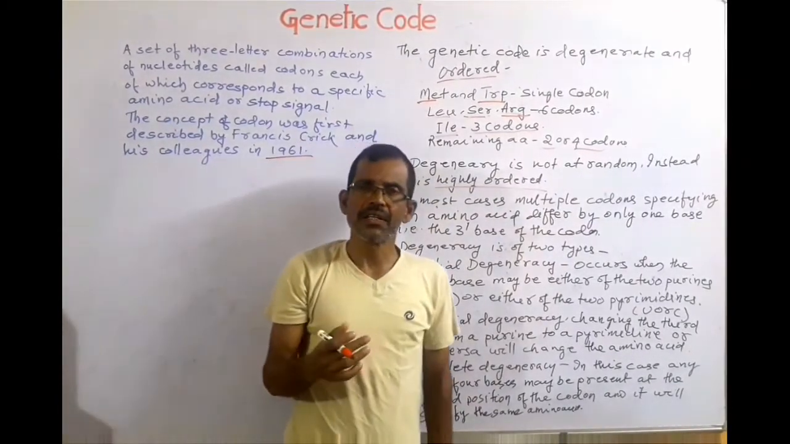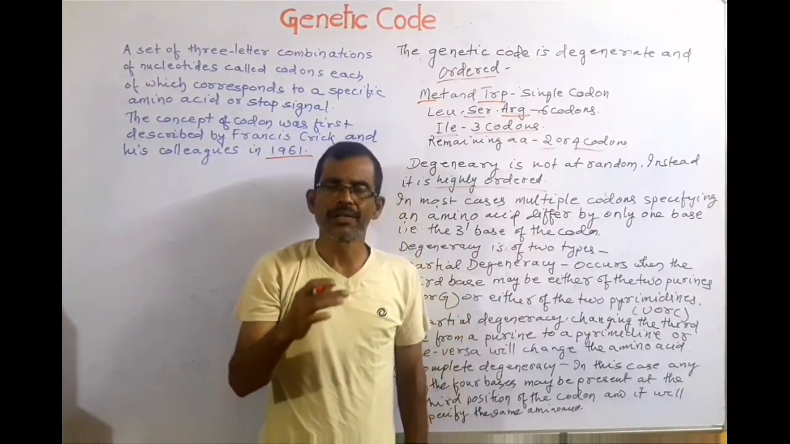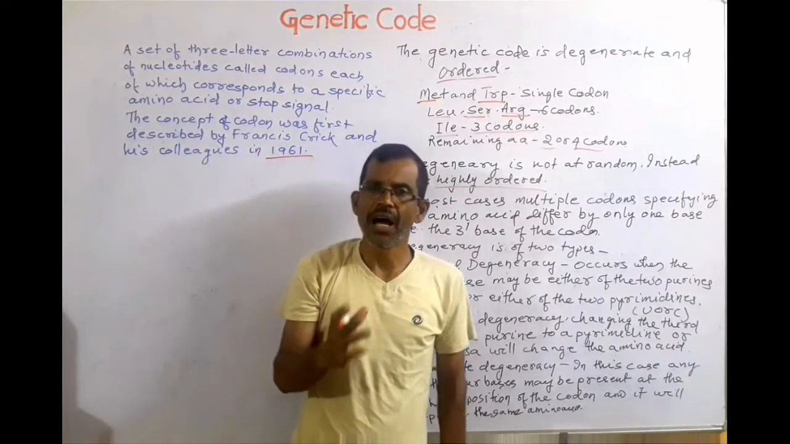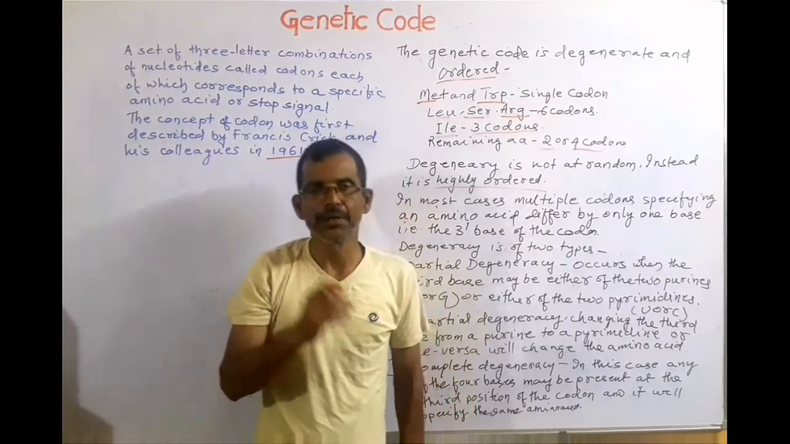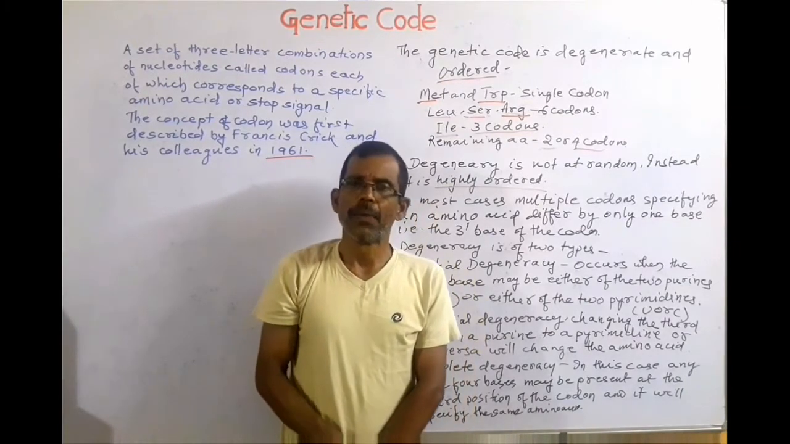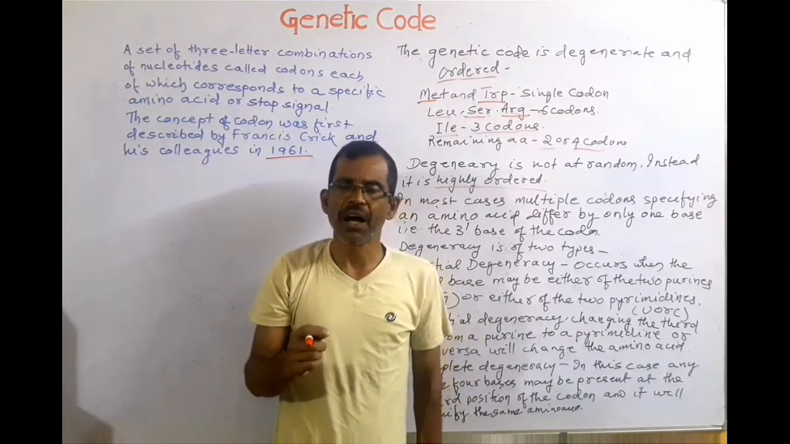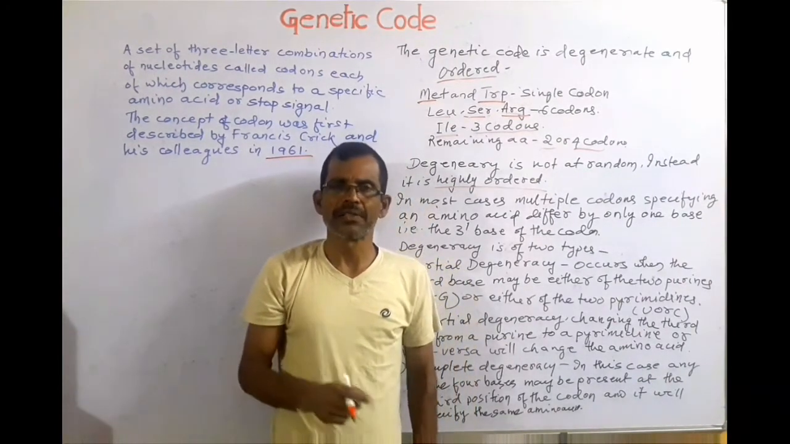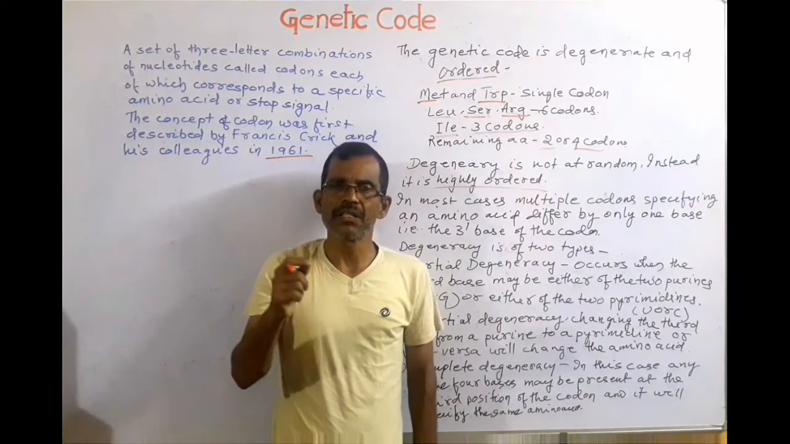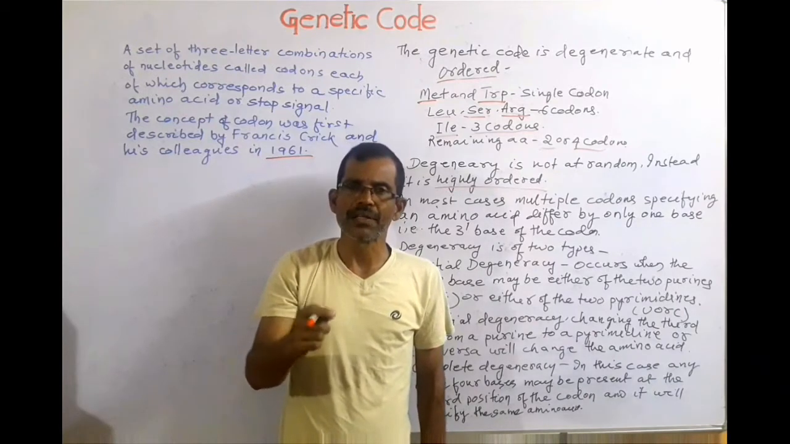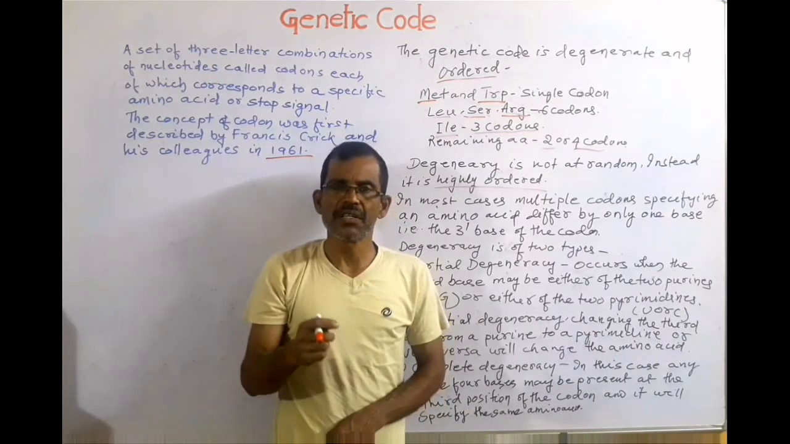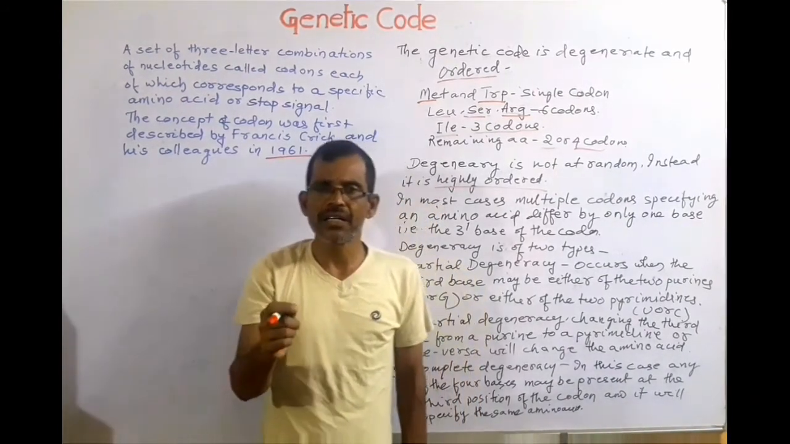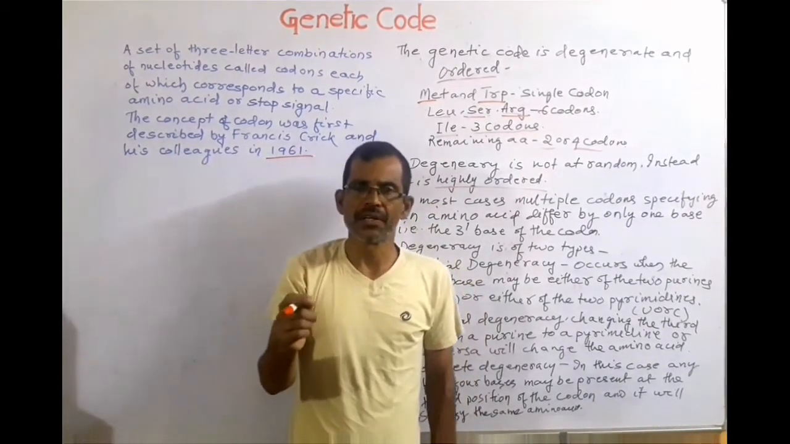The degeneracy of the genetic code is not random. The degeneracy is highly ordered. What does it mean? In most cases, multiple codons specifying an amino acid differ by only one base, that is the third base or the 3' base. The degeneracy is of two types, partial degeneracy and complete degeneracy.